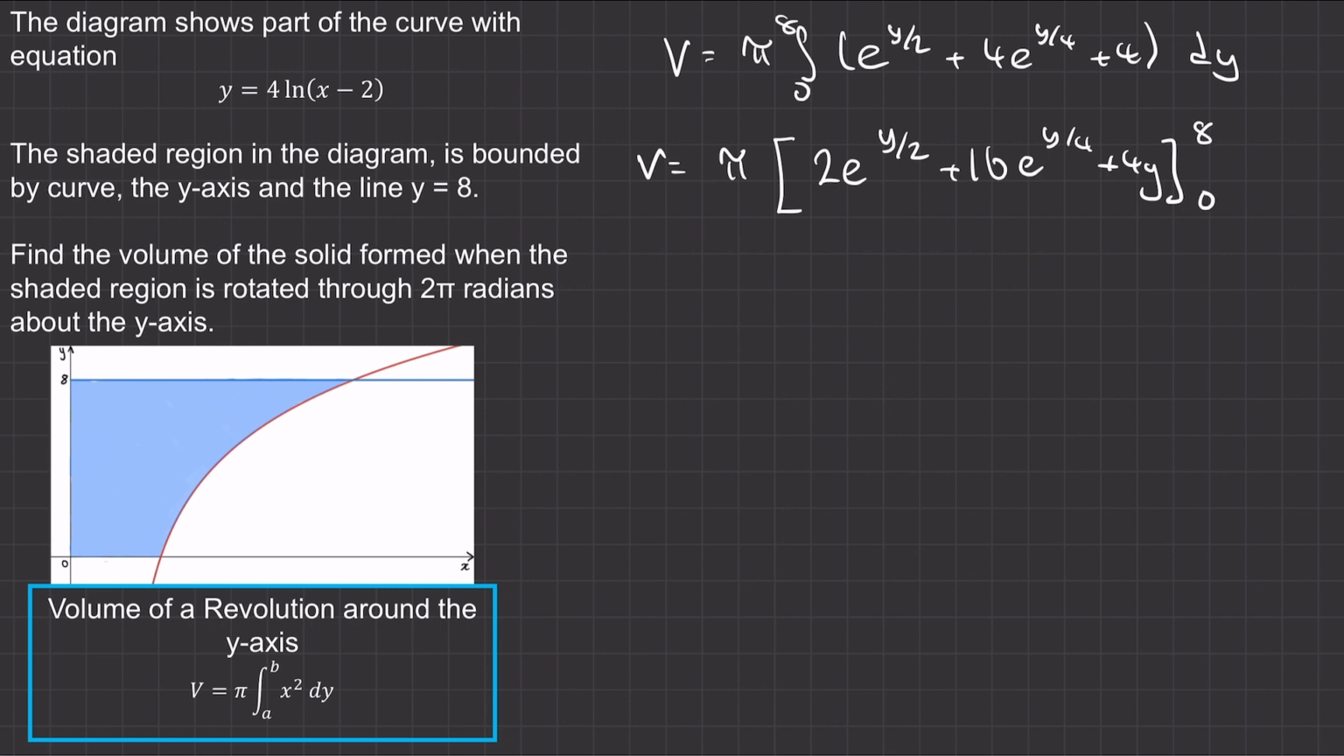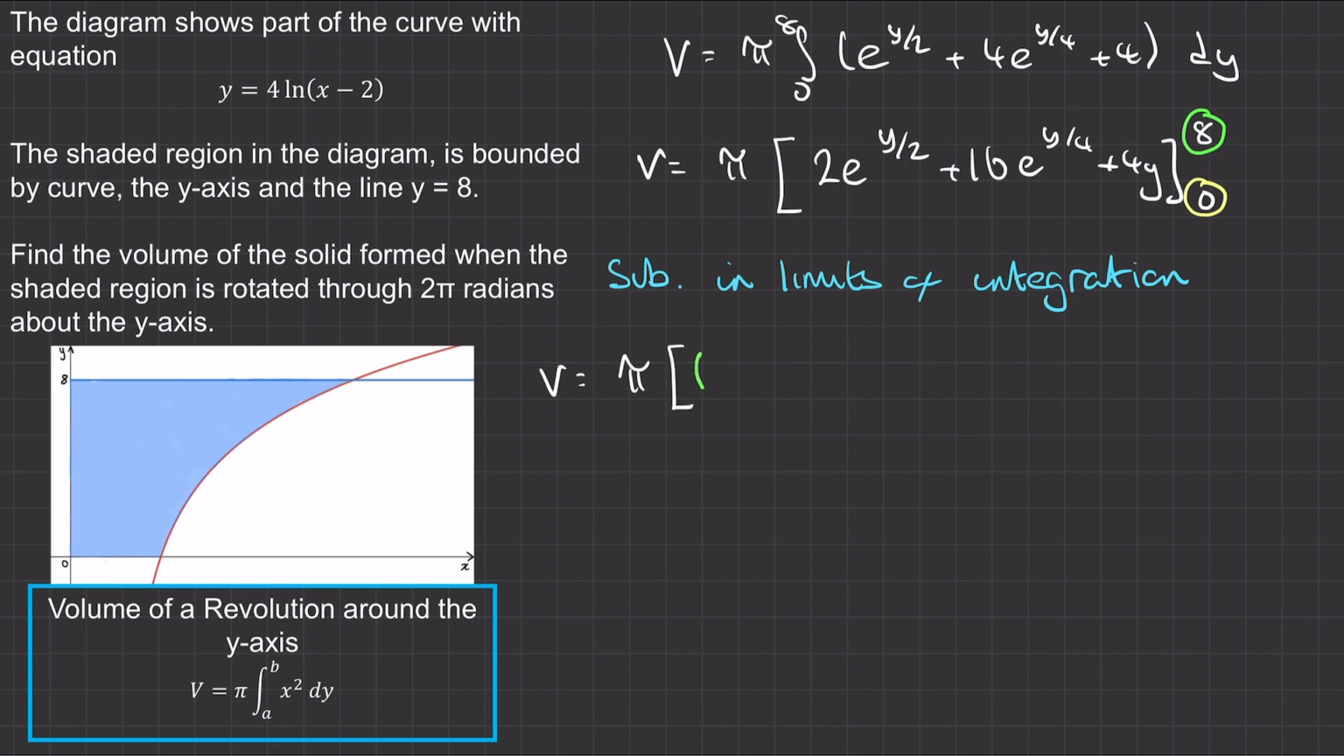So now we'll substitute in the limits of integration. And just to make this clear, we'll do the 8 in green and we'll do the 0 in yellow. So we get the volume is equal to pi, and then we'll substitute in the 8, so we get 2e to the 8 over 2, which is 4, so 2e to the 4, plus 16e to the 8 over 4, which is 2, so e to the 2, plus 4 lots of 8, which is 32. And then we'll close that bracket.